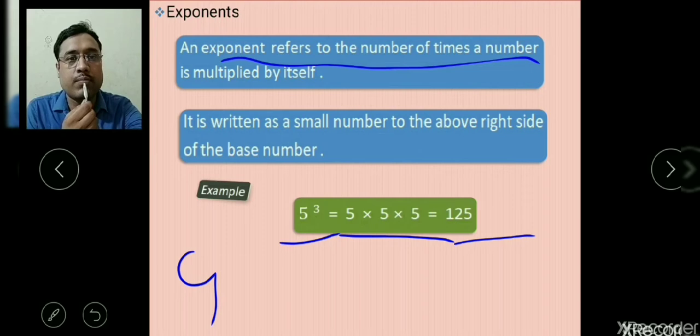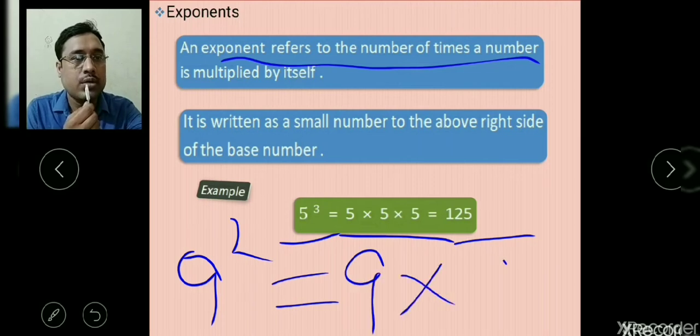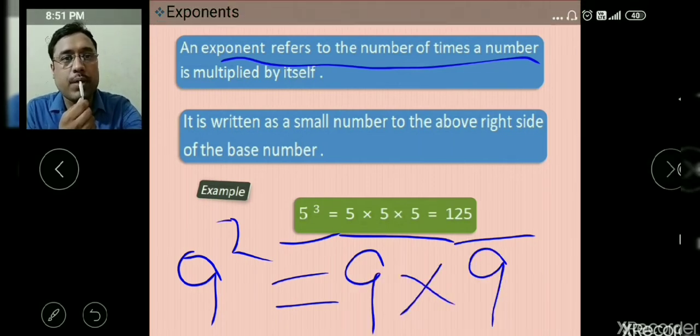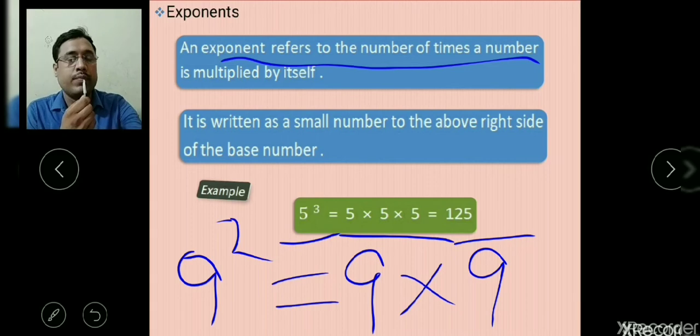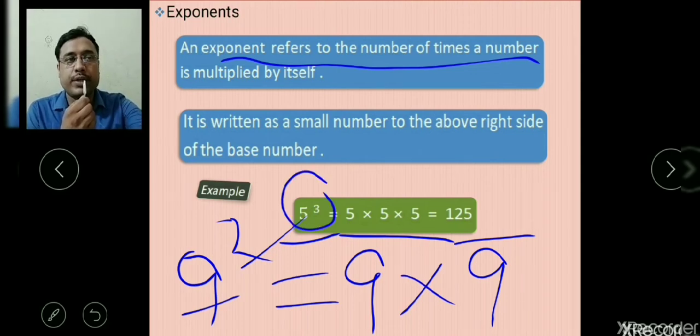If you are taking 9 square, then the result will come 9 into 9, because it has the power 2. Here 2 is the exponent and this 9 is base. Okay students, same way in this example 5 is base and 3 is exponent.